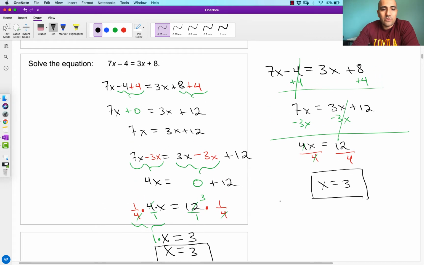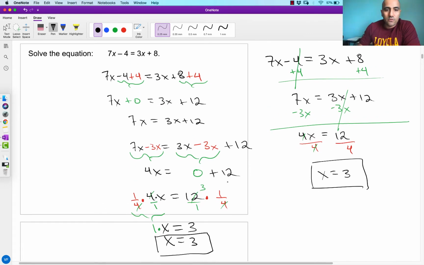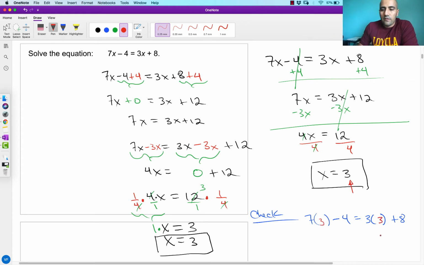Once we have x equals 3, it's always a good idea to check it. So why don't we check it? Let's put it over here. Check. If it's in fact true, it must be the case that 7 times something minus 4 equals 3 times something plus 8. And that something, we think, is that 3, right? Let's check to see if x equals 3 works. If that's the answer, it should be the case that the left side equals the right side.